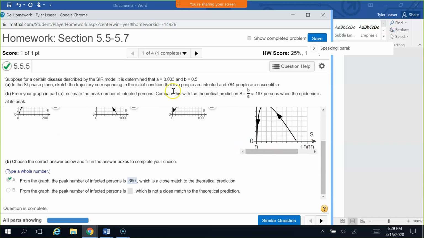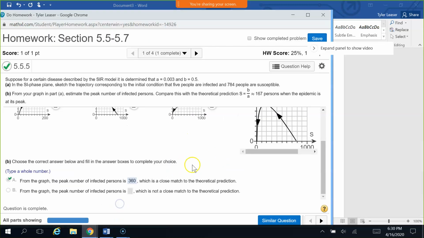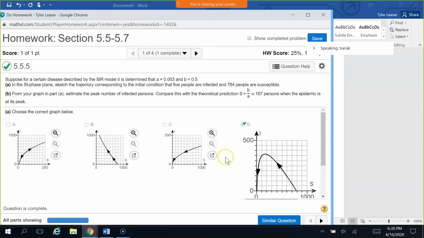After that, this next part is not necessarily stuff that I'd shown you yet, but this part, compare this with a theoretical prediction that S is 167 persons when the epidemic is at the peak. So if that's the theoretical prediction, that's the X or S location, 167, we plug that into our equation to figure out the number of infected at that particular peak. So there we go. Whew. That was a hard one.